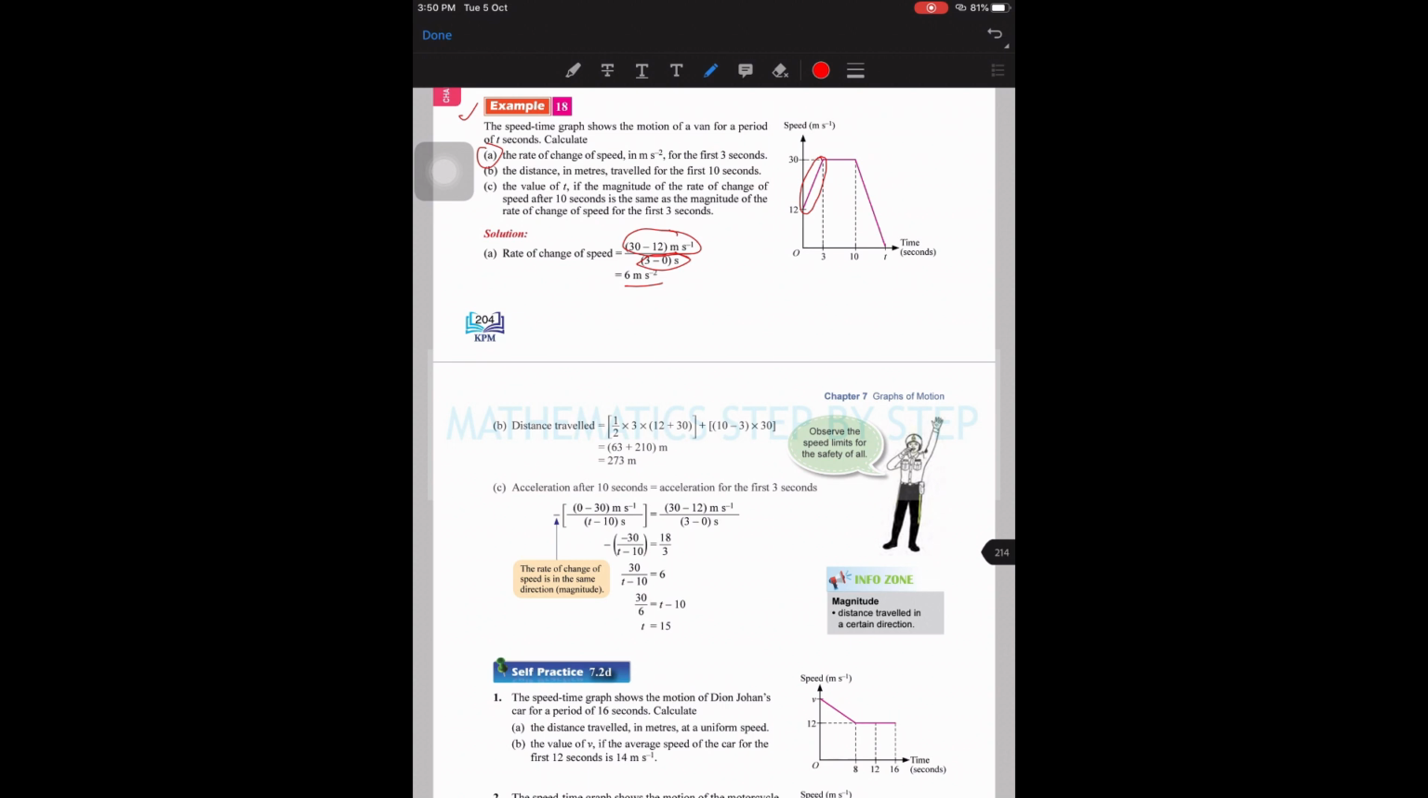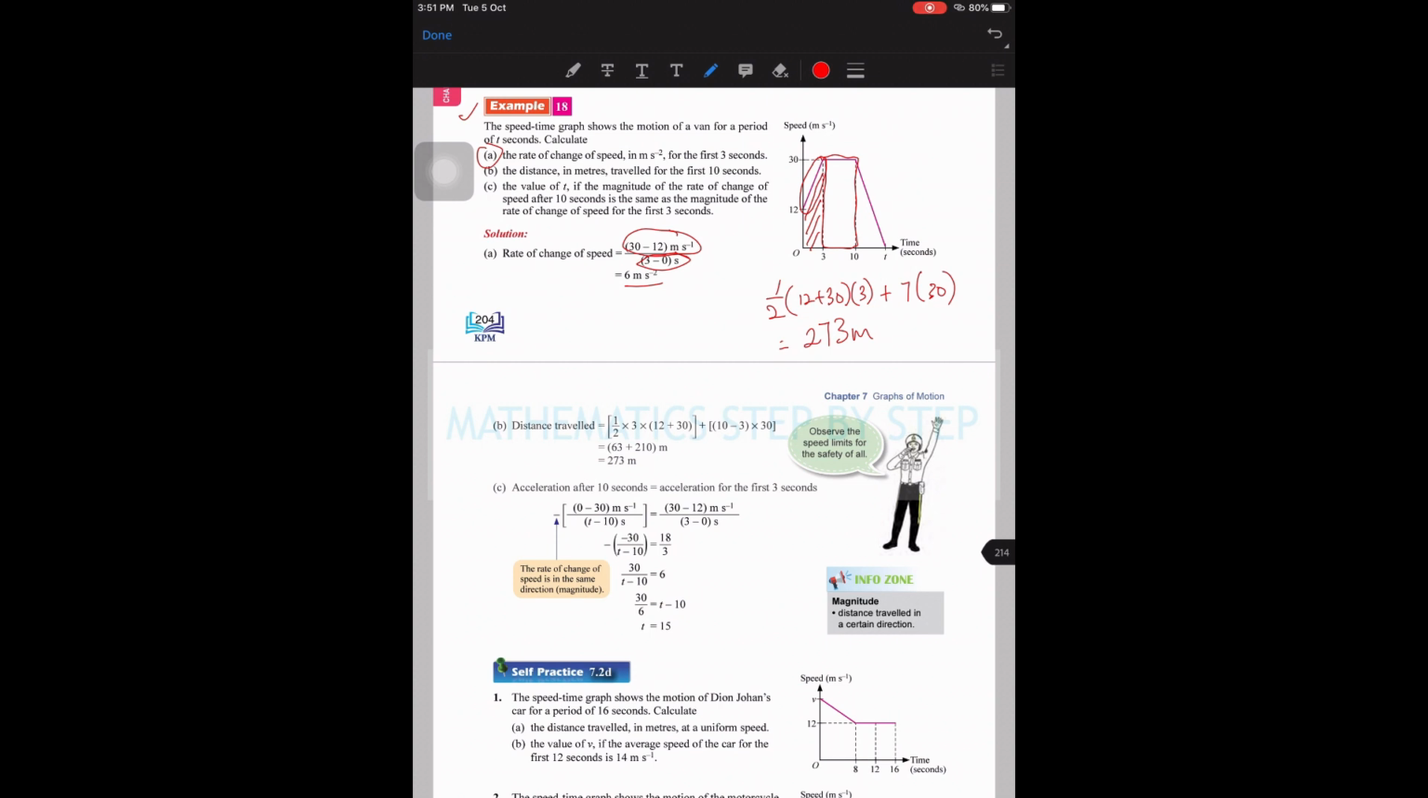Then part B. The distance in meters traveled for the first 10 seconds. So meaning we want to find the area under the graph for the first 10 seconds. So we'll find the area of this trapezium and also the area of this rectangle, okay? So the area of trapezium is half times 12 plus 30 times 3 plus length times width of a rectangle. So 10 minus 3 is 7, then the height is 30, okay? So equals to 273 meters, okay?